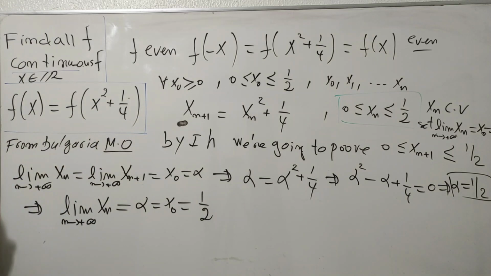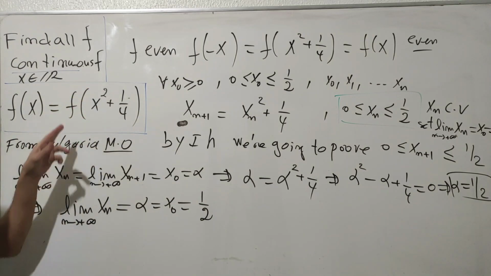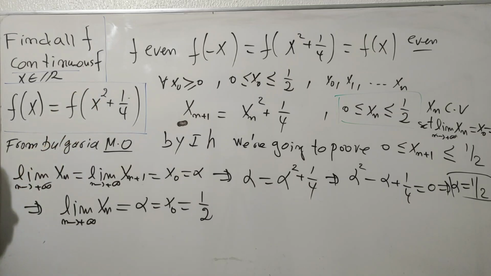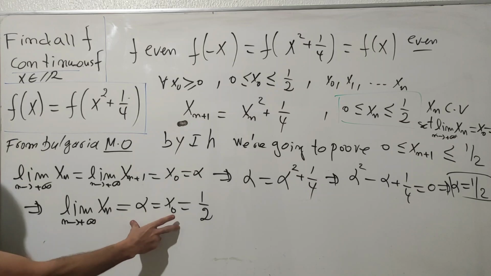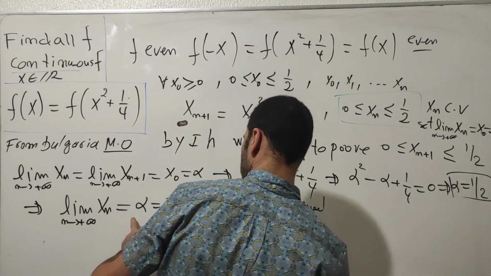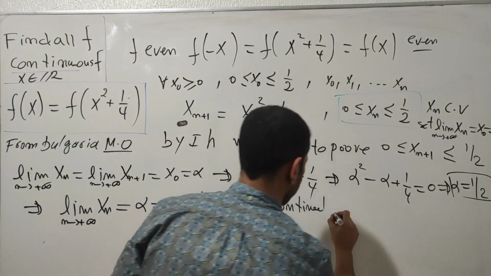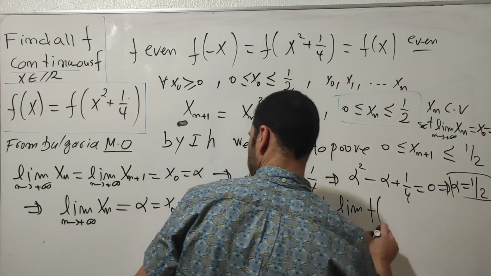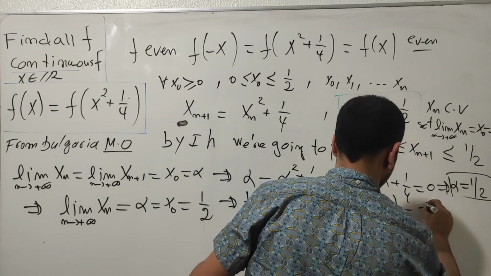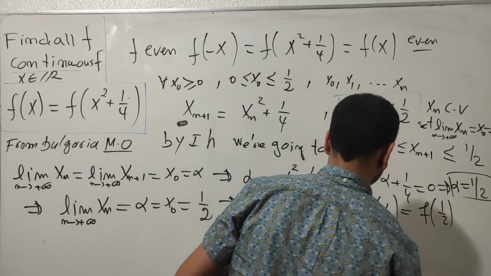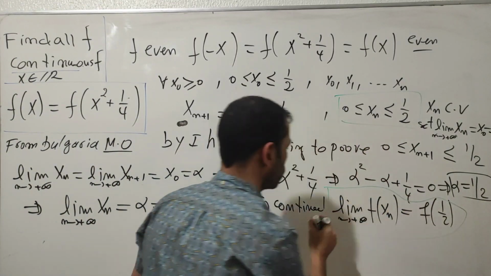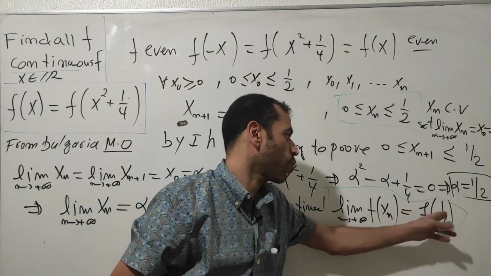Okay, now we are going to use f as a continuous function. If a function is not continuous, you cannot apply f on both sides. So I'm going to apply f on both sides here. So we get the limit of f of x sub n as n goes towards infinity, which equals f of half. Okay, so it's very nice, we get to this relationship. So we have determined the limit of f of x equals f of 1 over 2.